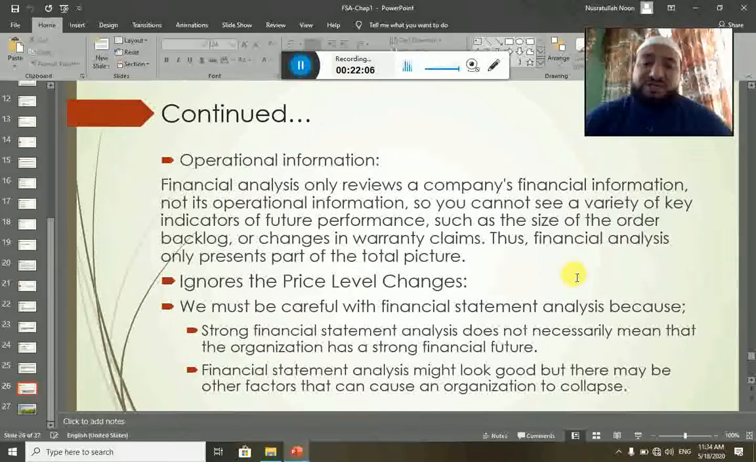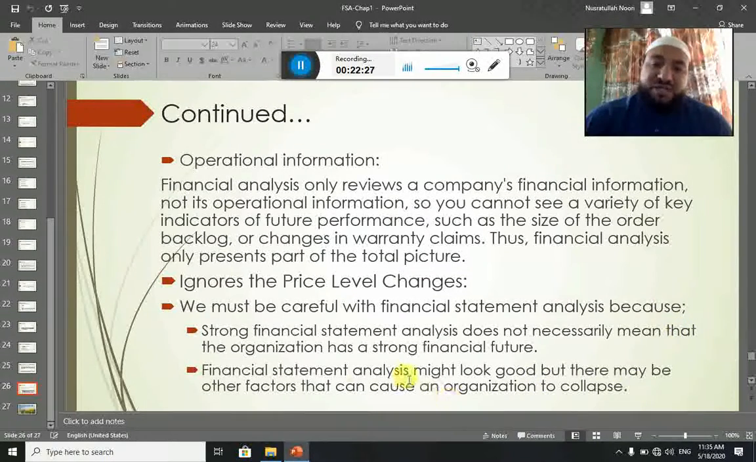Financial statements analysis also ignores the price level, right? Some company may charge high prices and other company may charge low prices. So with the price change, there is change in the total sales as well. We must be careful with the financial statements because strong financial statements analysis does not necessarily mean that the organization has a strong financial future.